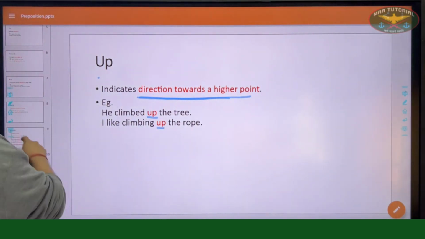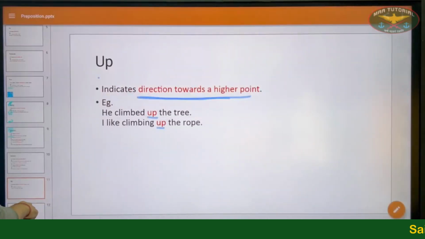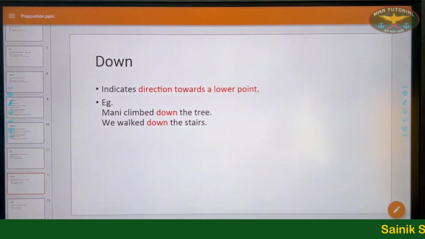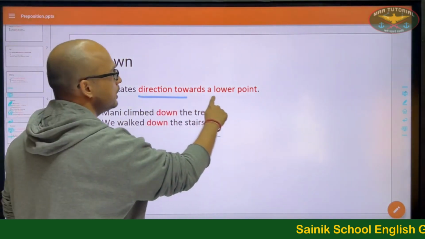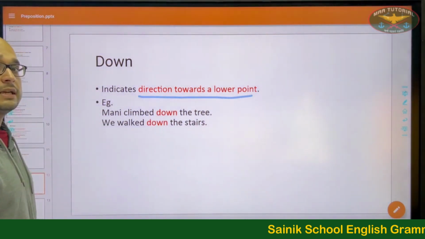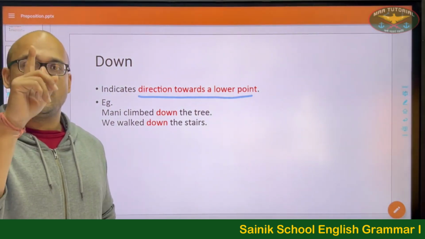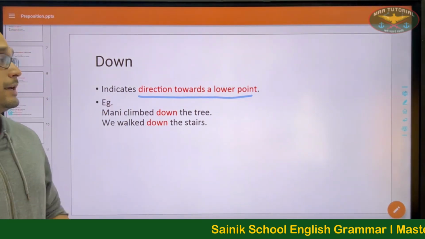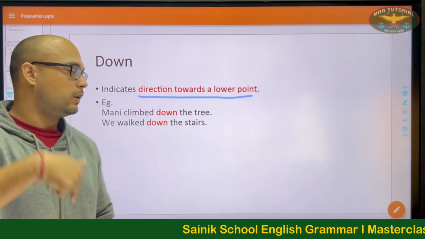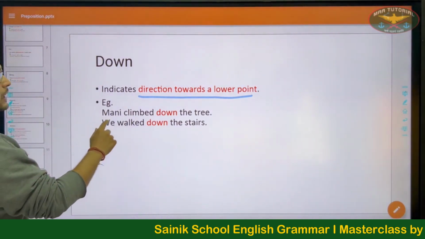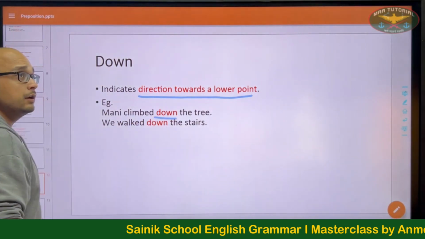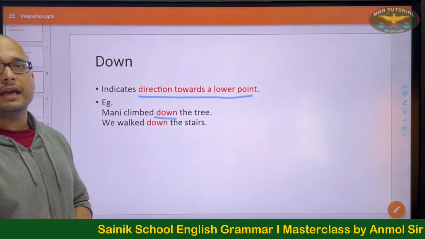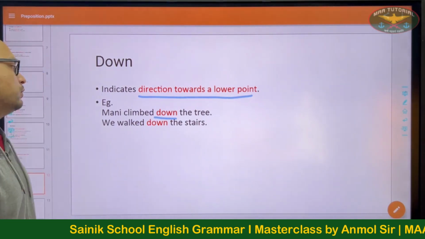Let's talk about our next preposition of direction, down. Now, like the opposite of up, down indicates direction towards a lower point. Up was indicating a direction towards the higher point. Down is indicating direction towards a lower point. For example, Money climbed down the tree. Money must have climbed up the tree some other time, and now she's climbing down the tree.